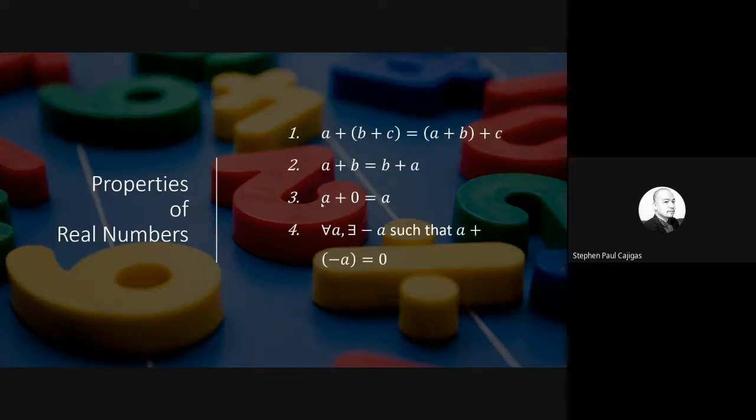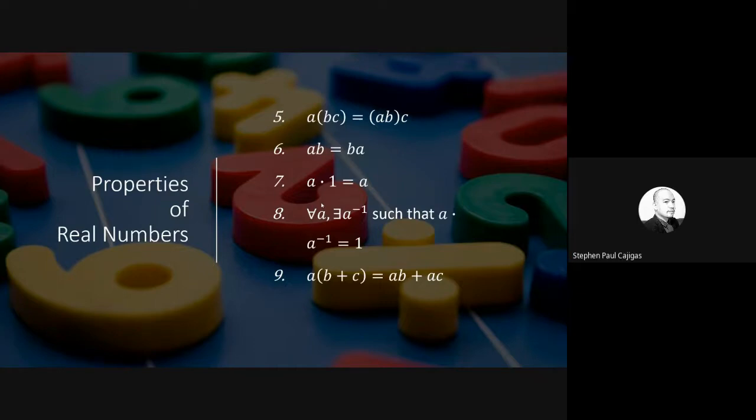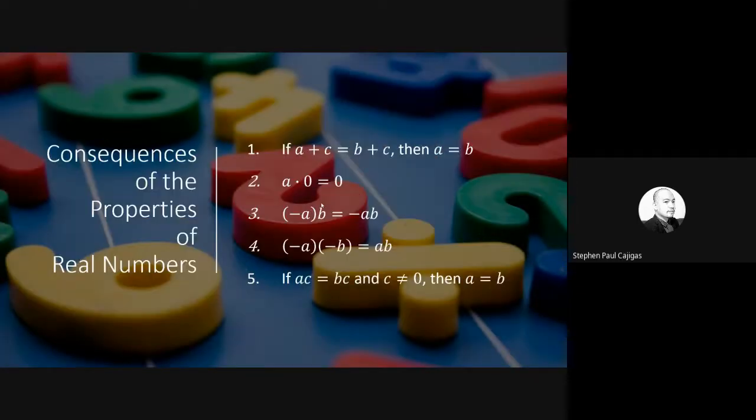These will be our basis. These will be the basis of your reason why we are able to assert that a times 0 is equal to 0. But again, you can find the proof for these in our textbook or on the internet.